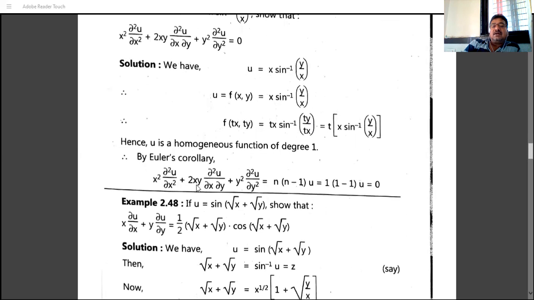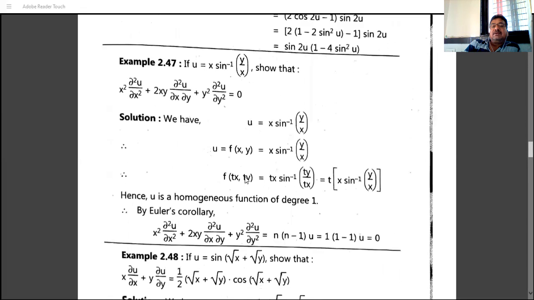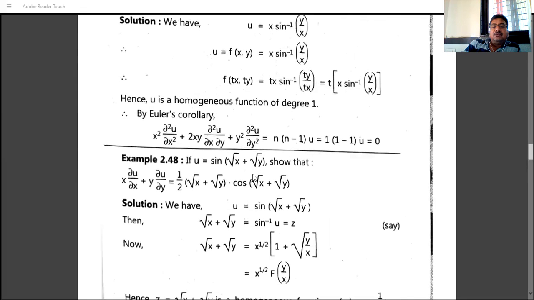And then by the corollary of Euler's theorem. What is the corollary of Euler's theorem? x square ∂²u/∂x² plus 2xy ∂²u/∂x∂y plus y square ∂²u/∂y². Here the notation is f; write u instead of f in the corollary of Euler's theorem: n(n minus 1) into u. Okay, so n is 1 and 1 minus 1 is 0. So we have the answer 0. So we have this by using the corollary of Euler's theorem.